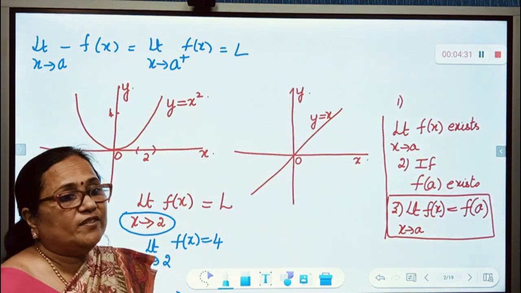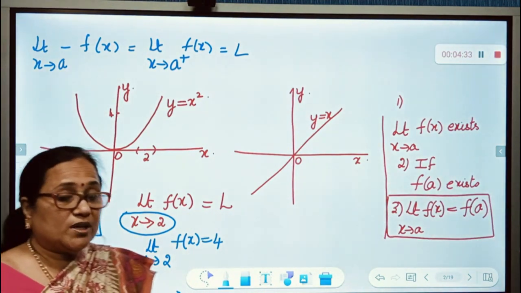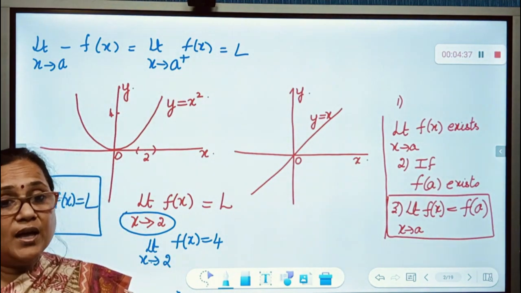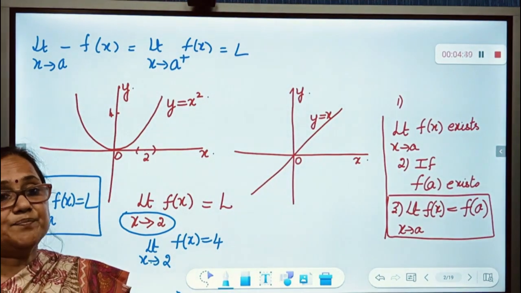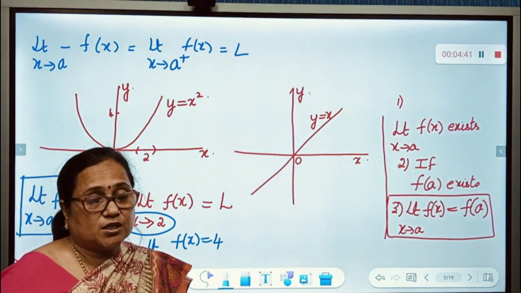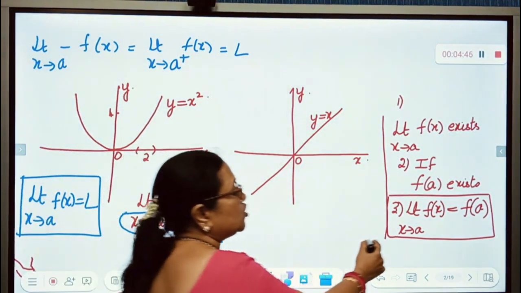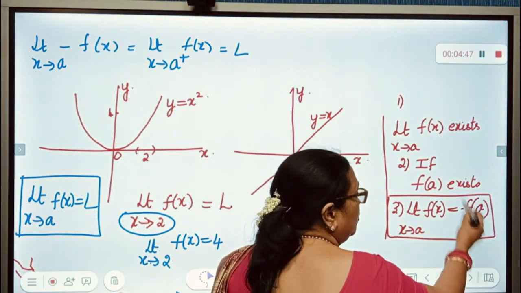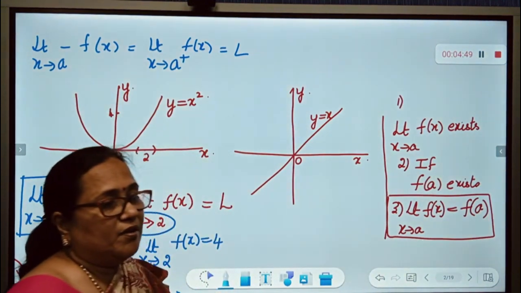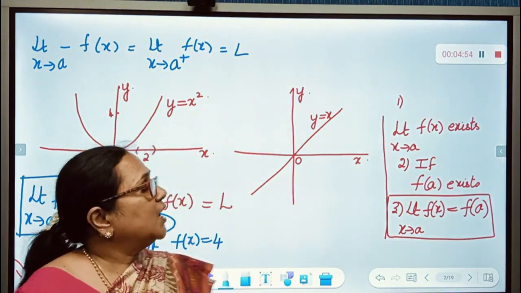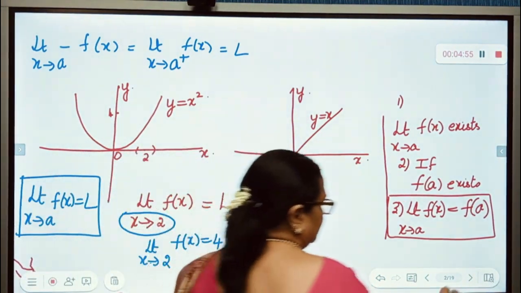So intuitively, by just looking at the graph, you can say it is a continuous function if you can draw the graph without lifting your hand. If there are gaps in the graph, then it represents a discontinuous function. Mathematically, if limit x tends to a of f of x is equal to f of a, you can verify this to check whether a function is continuous or not.